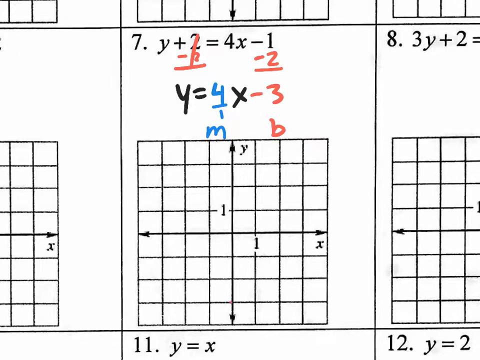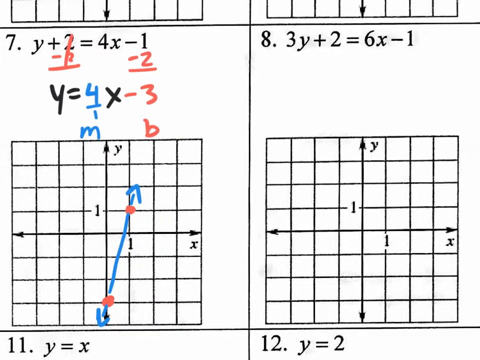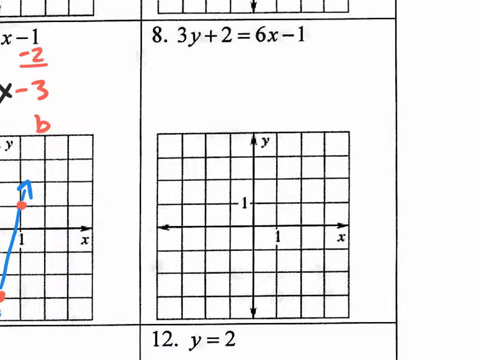It crosses at -3. From that point, you're going to go up 1, 2, 3, 4 over 1, and you'd put a dot right there at the coordinate 1, 1. Connect the dots, and you'll be good. Put some arrows on it. Number 8, this requires 2 steps to get in slope-intercept form. Again, you want y by itself, so you're going to have to get rid of that +2 by doing the opposite, -2. What you do to one side, do to the other side.